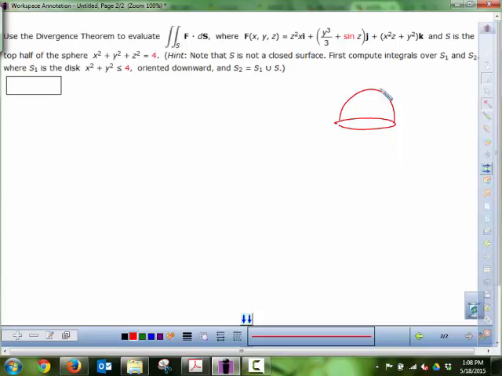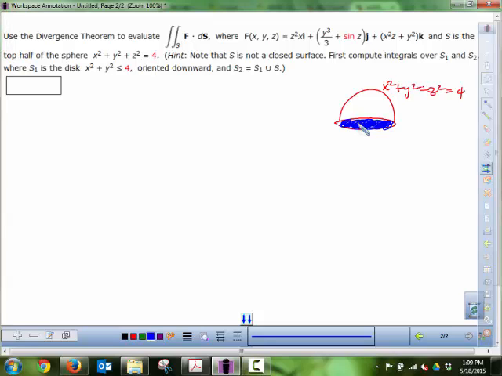Right? So we have the sphere, and it's the top half of the sphere. So what they're suggesting for us to compute this flux, what we're interested in doing is to cover it and then subtract it out. How is that going to be helpful? No, we'll see.